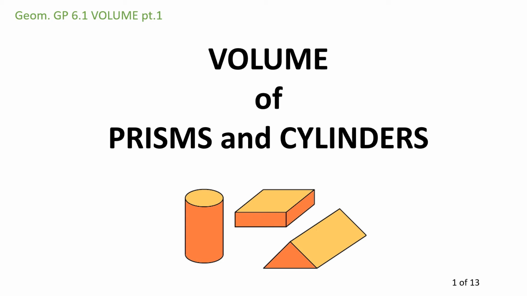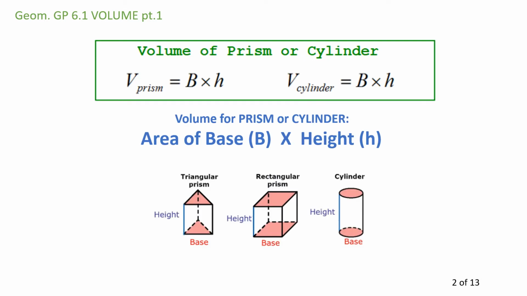Hello, geometry students. In this lesson, a review of volume of solids, starting with volume of a prism or a cylinder. The thing about a prism or a cylinder is that it has the same shape at opposite ends. We think of the base and the top.